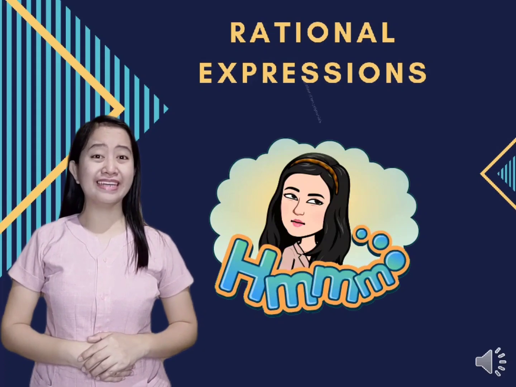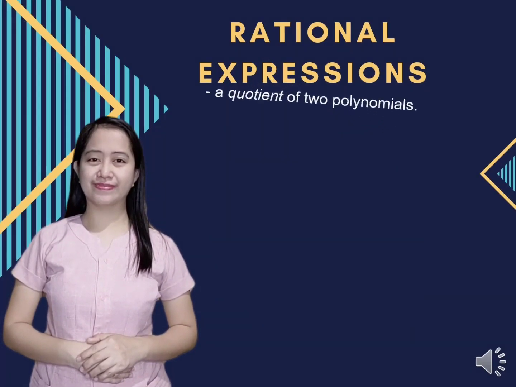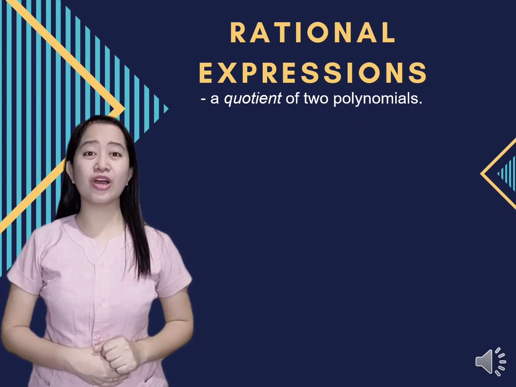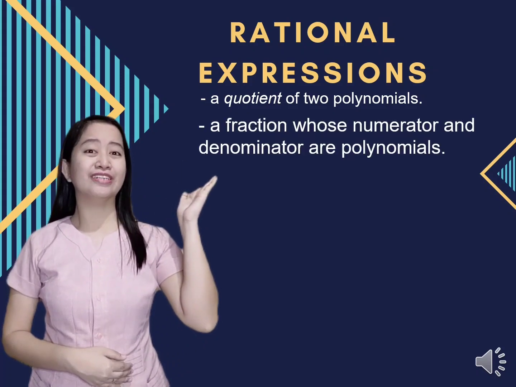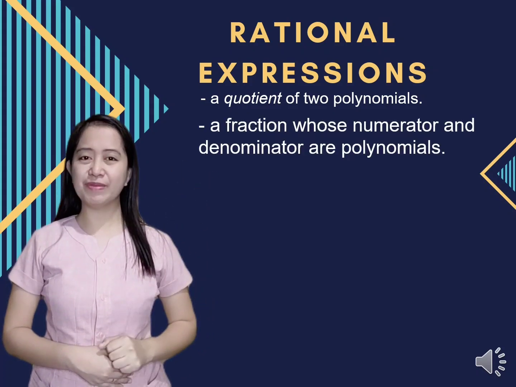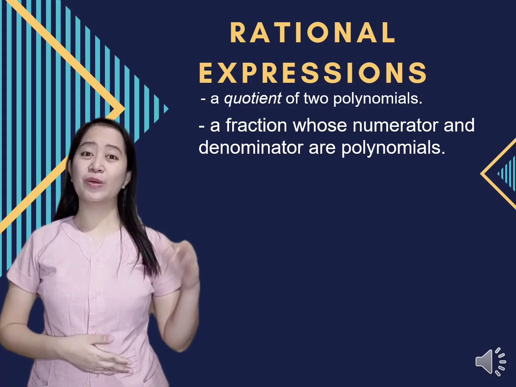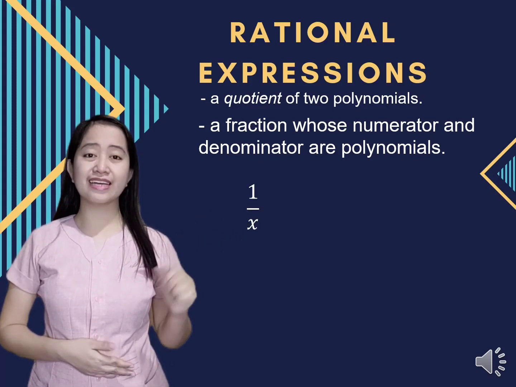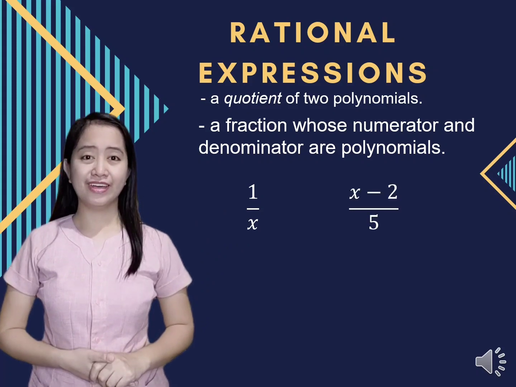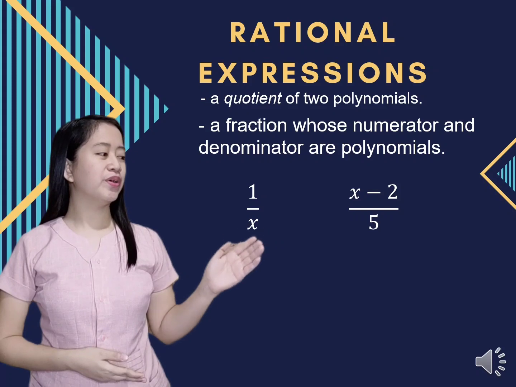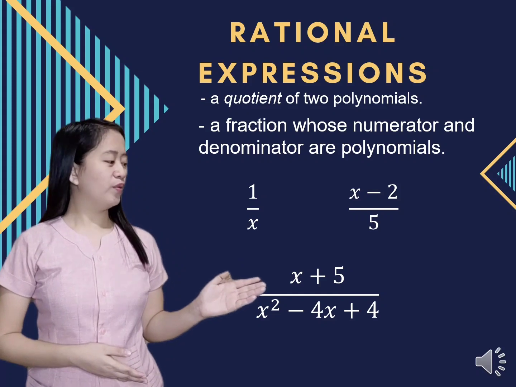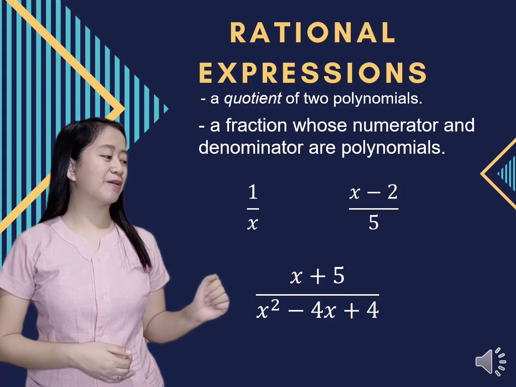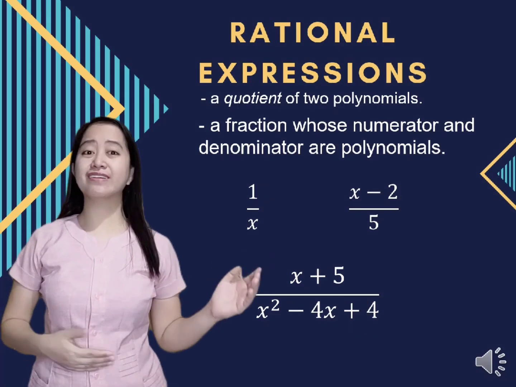By the way, what is a rational expression? Correct. It is a quotient of two polynomials. Or simply, it is a fraction whose numerator and denominator are polynomials. 1 over x. So this is a rational expression. Another, we have x minus 2 over 5. We also have x plus 5 over x squared minus 4x plus 4. So these are all the examples of rational expressions.